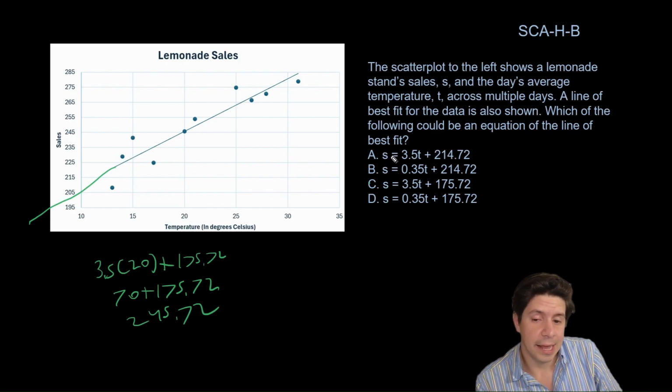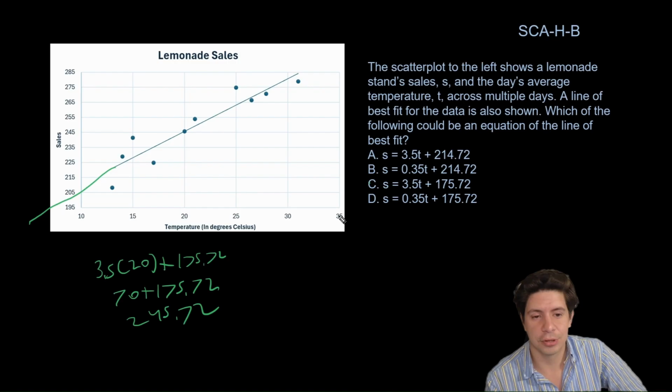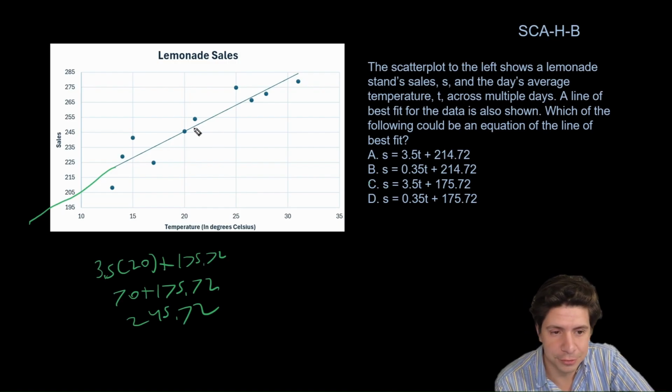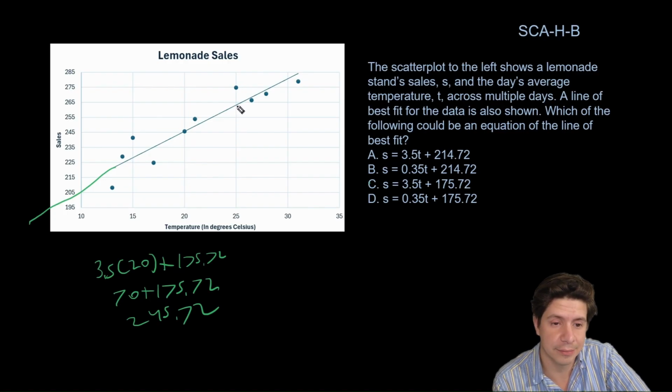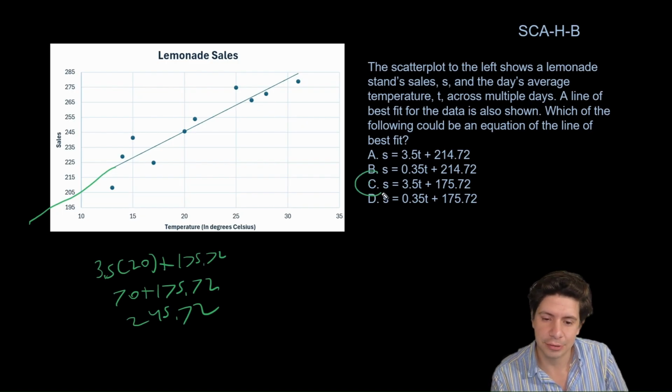It's definitely not A and B because it's going to cross at this other point, and then it's not D because the 0.35 is not the right slope. You could also look at the slope first if you wanted to, and see how when you go up by 5, you go up here by almost 20. So you're going up by more than 3 times that amount, so it has to be 3.5. So our answer is C.